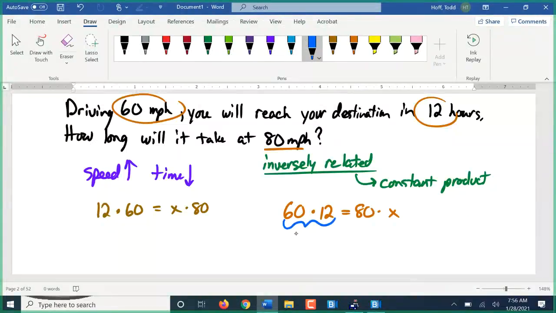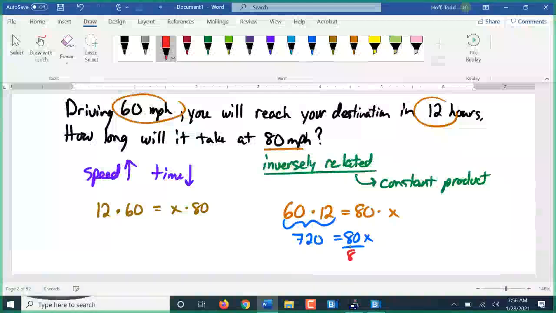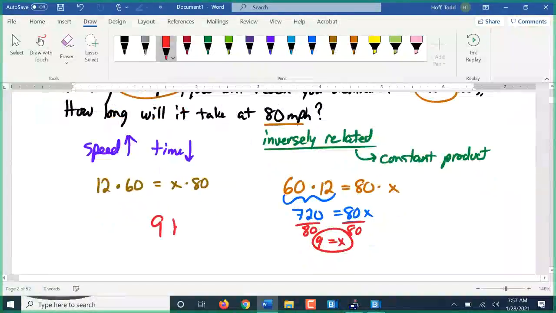60 times 12, 720, equals 80 times X. We divide by 80, get 9 equals X. That would take 9 hours.